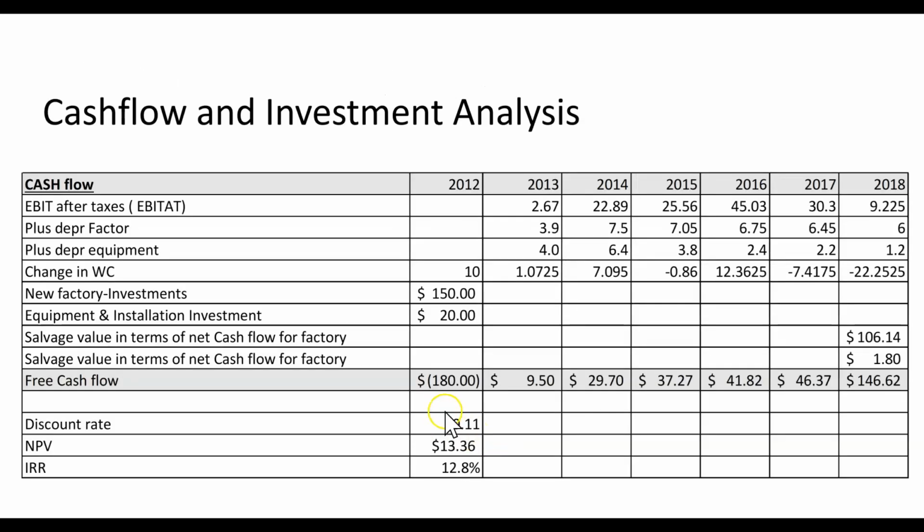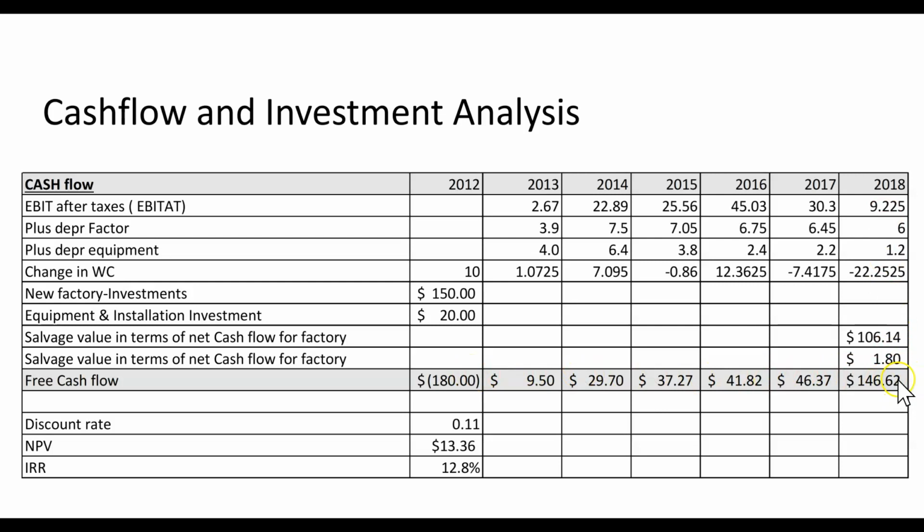So again, back to where we started from the net income, EBIT, which is basically EBIT after taxes, which is EBIT times 1 minus tax rate, you will get these numbers. We add back the depreciation for both factory and for the equipment. We get the change in working capital. We are investing 150 and 20. We add them all up, we get a free cash flow, and this is the line, minus 180, 950, 29.7, and so on. So this is a free cash flow line over here.